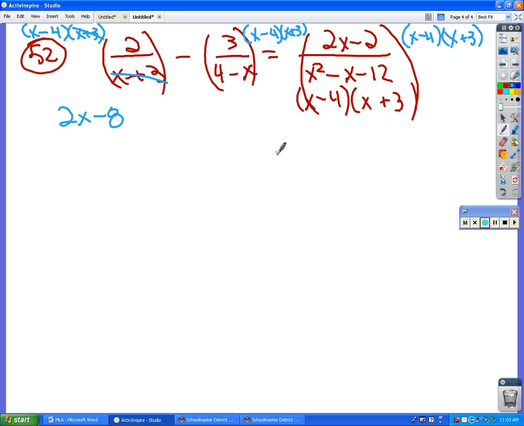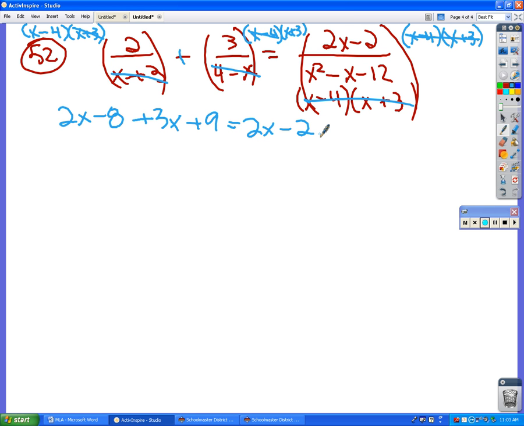Minus. Okay, now this one right here is going to be that same trick as before, the 4 minus x and the x minus 4. We're going to switch it around and make this positive. So it's minus 3x plus 9. Sorry, I got the 9. It's all right. Equals 2x minus 2.